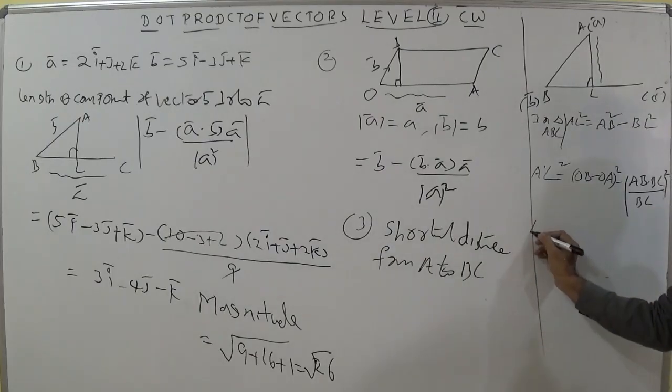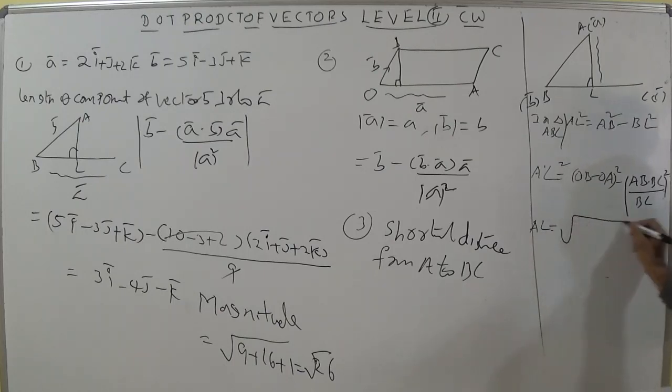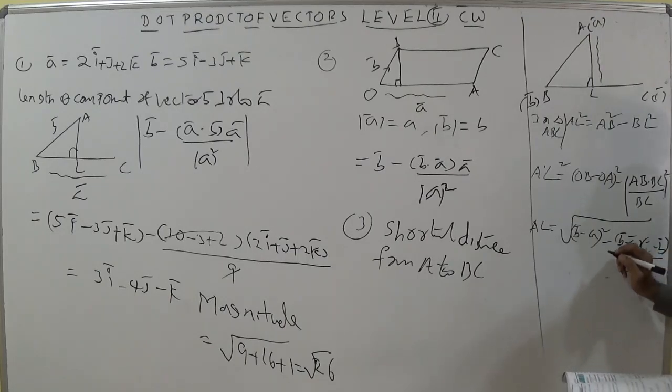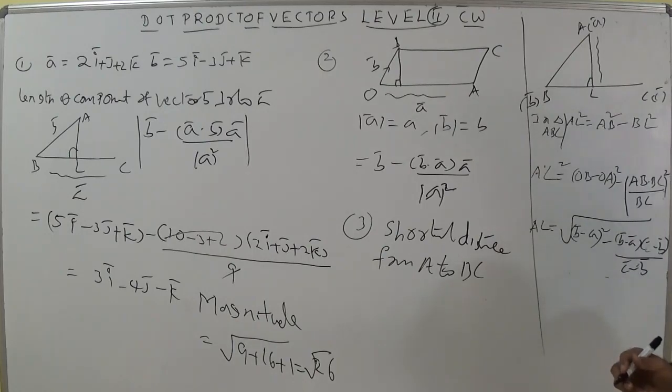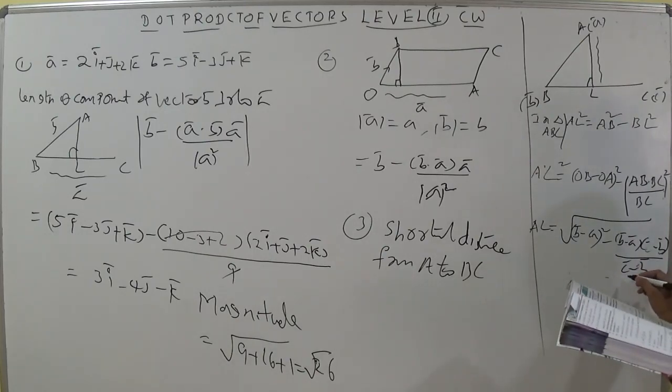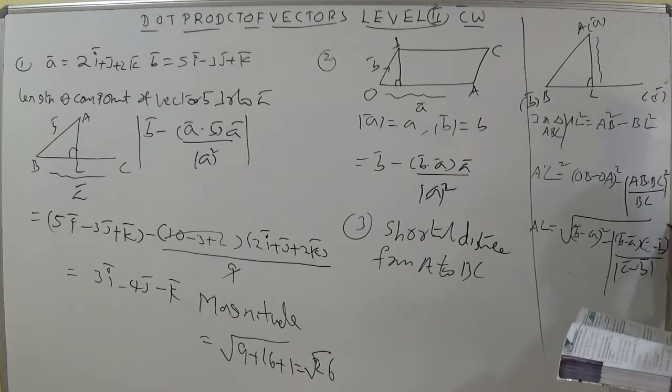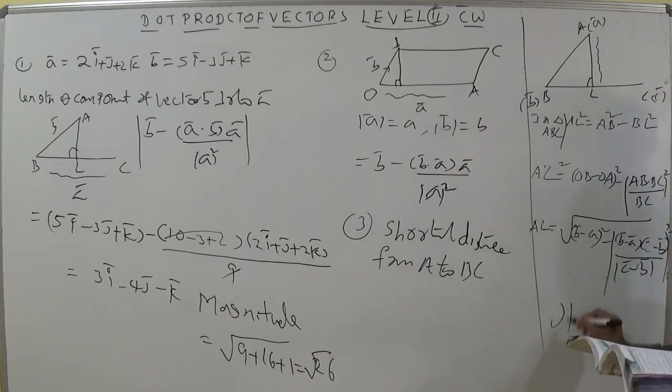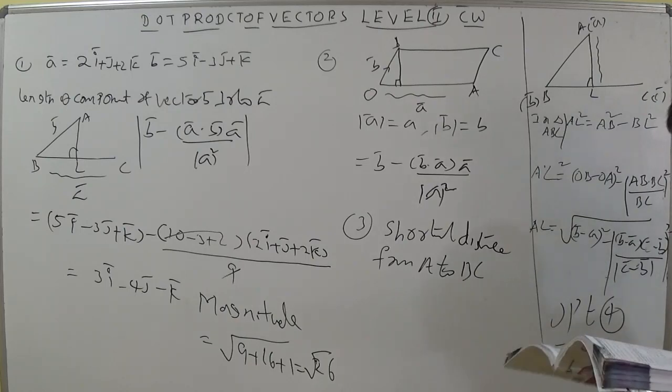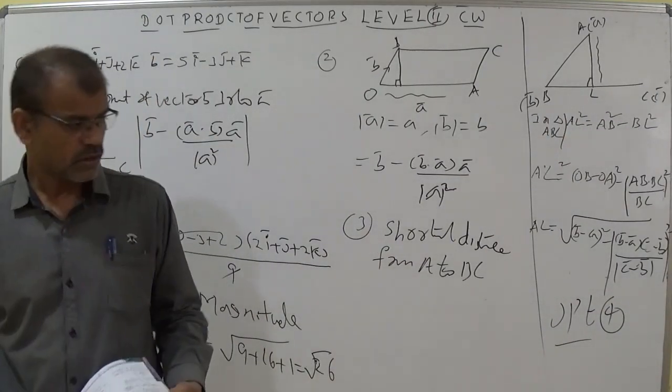Now you can understand using the option that AL is equal to, by the position vector concept, B bar minus A bar whole square minus the value of AB dot BC, that is B bar minus A bar into C bar minus B bar, whole by C bar minus B bar. According to the option we got the answer. Total whole square we put simply modulus and total whole square. Option 4 here. Verified. Fourth option for the third question.